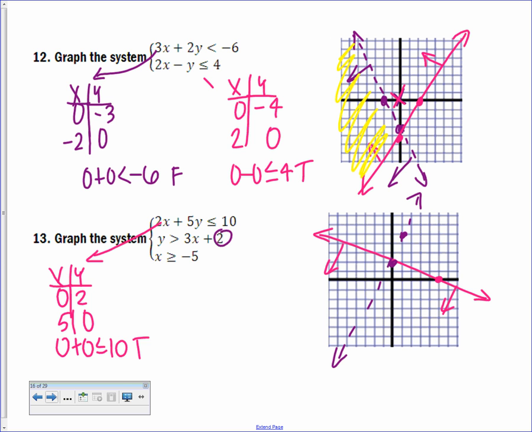Okay, again, you're still going to test (0, 0). So here you get 0 greater than 0 plus 2. Well, that is false because 0 is not bigger than 2. So this time I shade away from (0, 0).